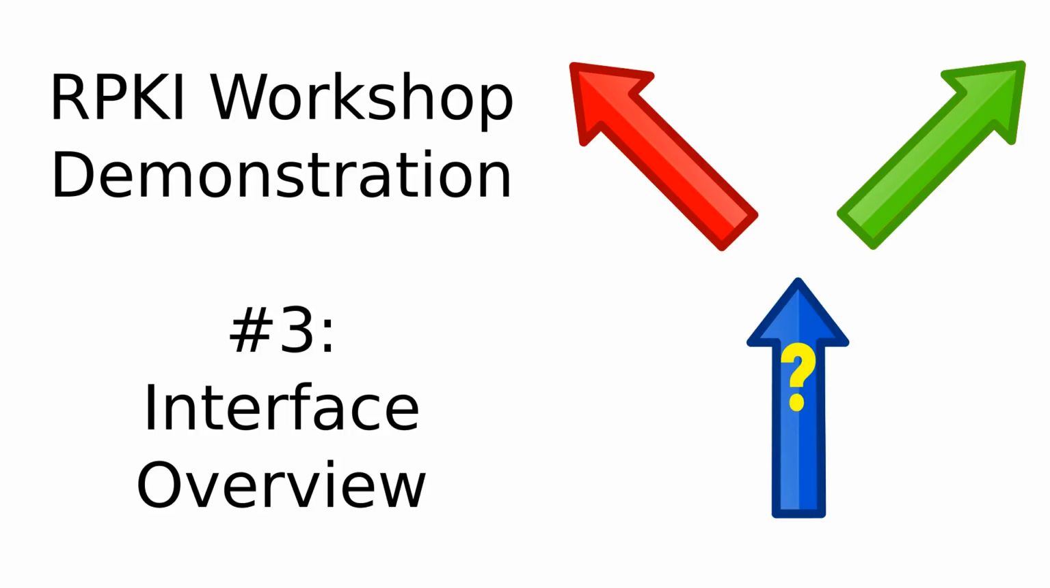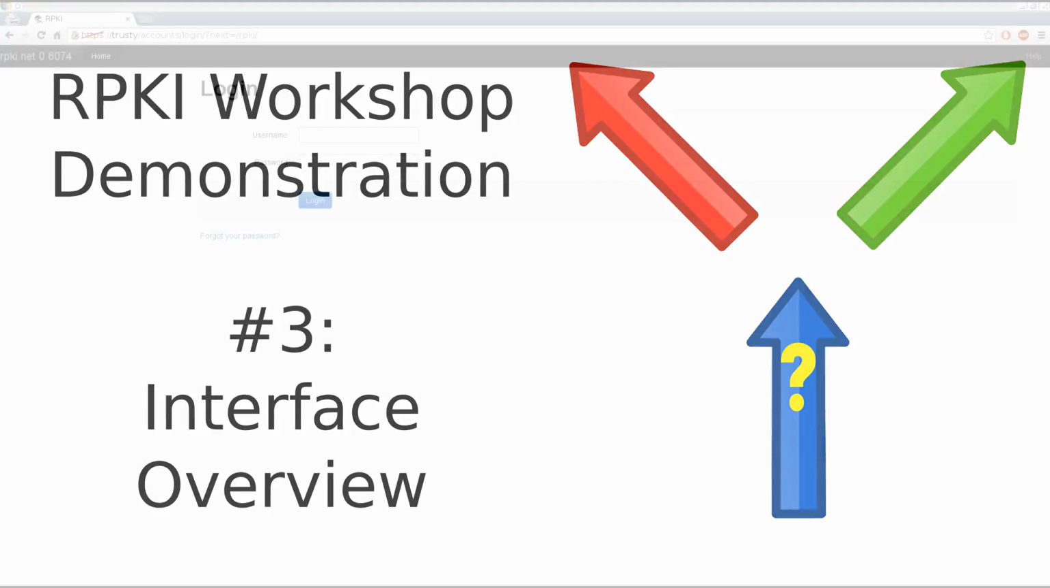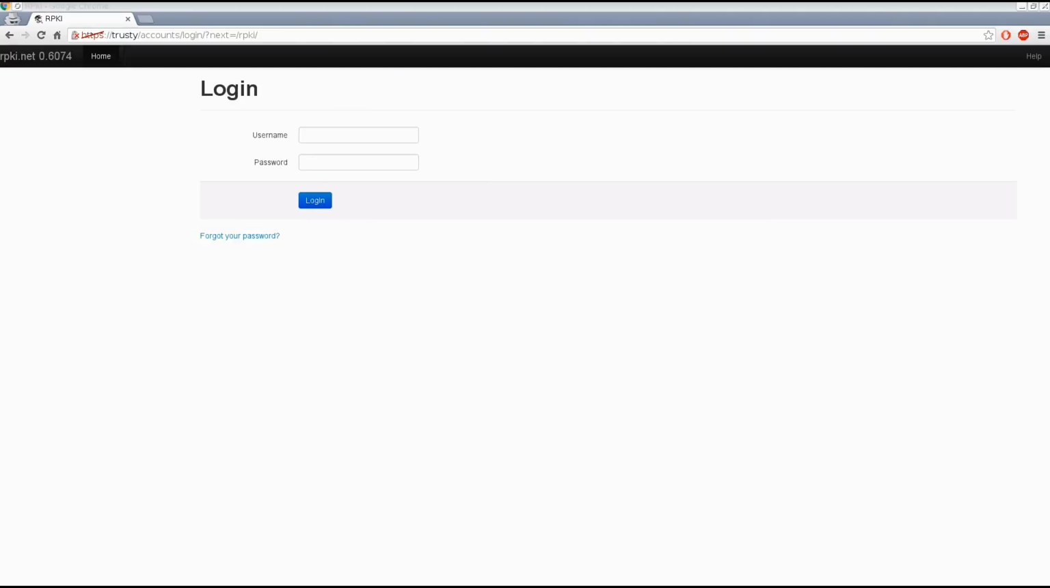So in this module of the workshop tutorial, we are going to go over the client interface first. We'll follow that up with the initial state of the routing table as seen in the Quagga interface. First off, this is the RPKI login window.